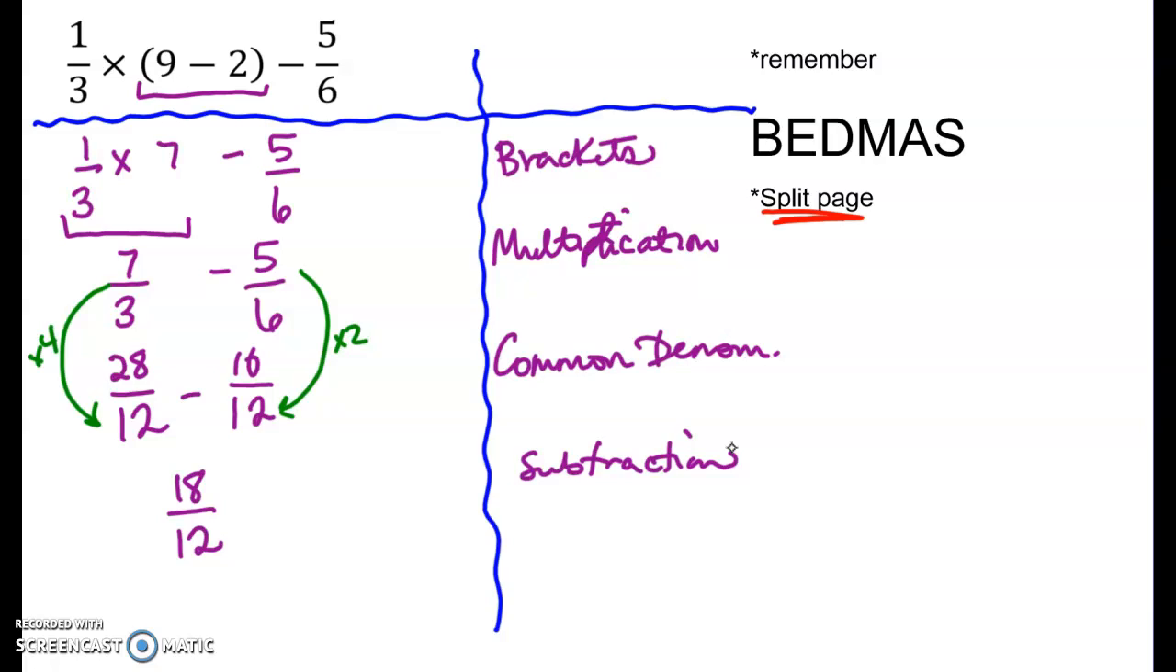And then, of course, we're going to reduce. We can divide by 6. And we can turn it into a mixed number, which is 1 and 1/2. And our reasoning, or what we did there, was reduce. Excellent. So the answer to the math expression above is 1 and 1/2.